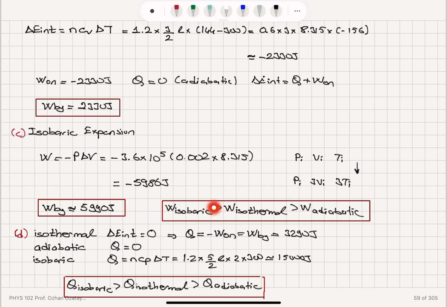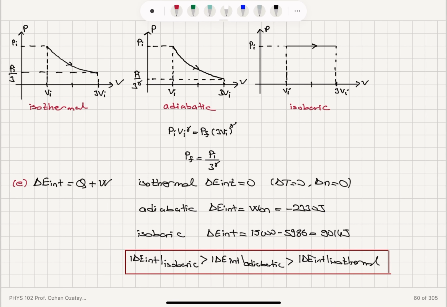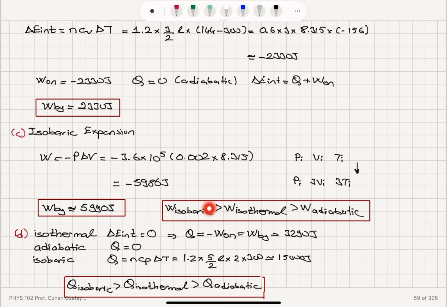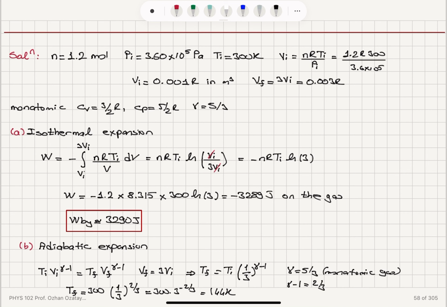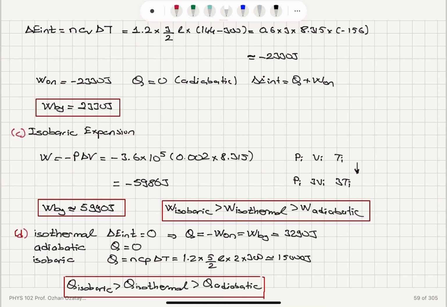This shows that isobaric process with the largest area underneath it gives the largest work. The smallest area is given by the steepest decrease, the adiabatic process, that's here, and isothermal is in between. And for the isothermal process, since the internal energy change is zero, heat added is minus the work done on the gas. So work done on the gas was minus 3290 joules. So that is basically the work done on the gas becomes work done by the gas, 3290 joules. Adiabatic process, no heat.